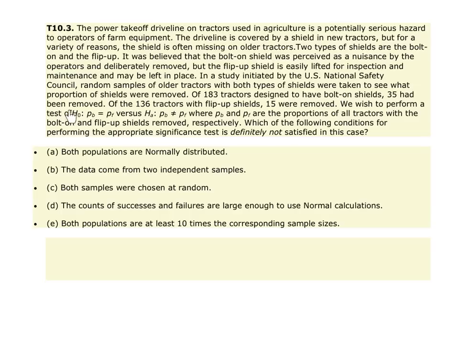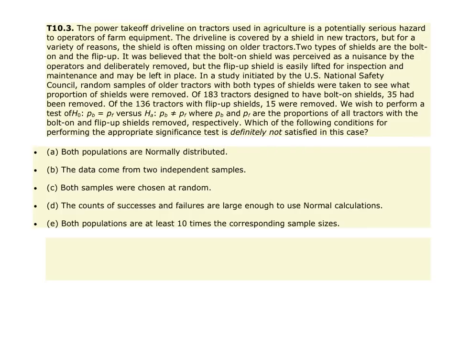We wish to perform a test of H sub 0, the two proportions are equal, versus H sub A, we think that they're different, where P sub B and P sub F are the proportions of tractors with the bolt-on and the flip-up shields removed. Which of the following conditions for performing the appropriate significance test is definitely not satisfied in this case?